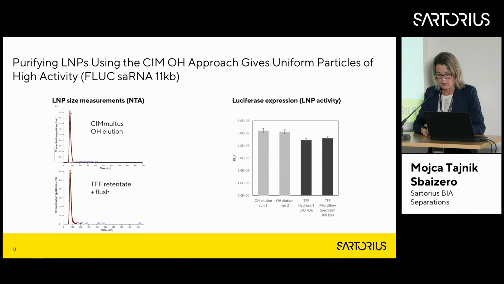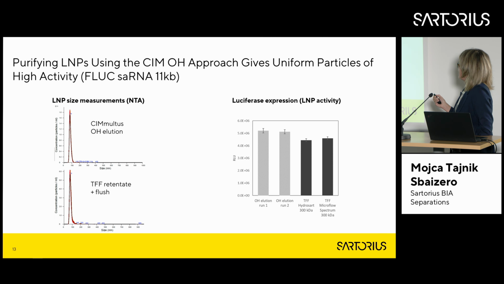So, similar results for the luciferase self-amplifying RNA. This is a much larger RNA, 11 kb, and here we got high activity for both. In gray is OH, and black is the TFF. We either used the flat sheet Hydrosart 300 kilodalton membrane, or the hollow fiber MicroFlow.